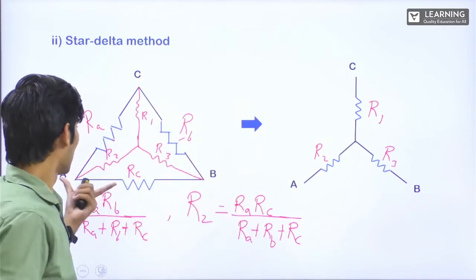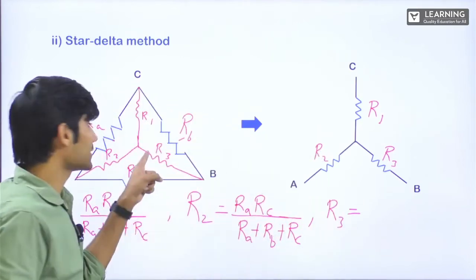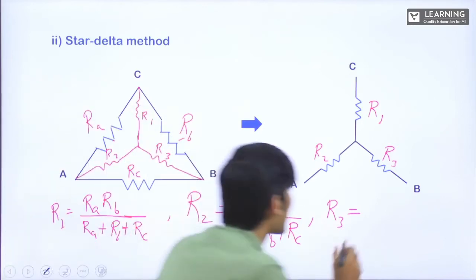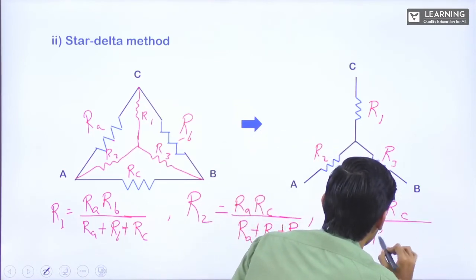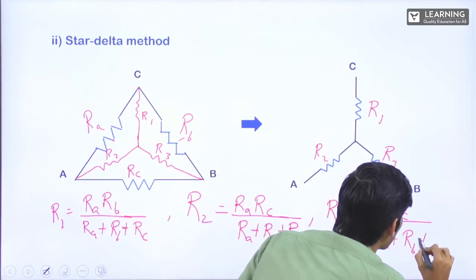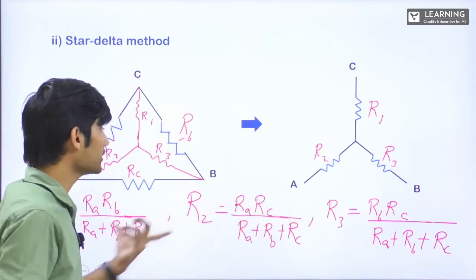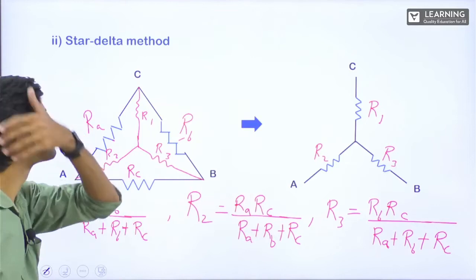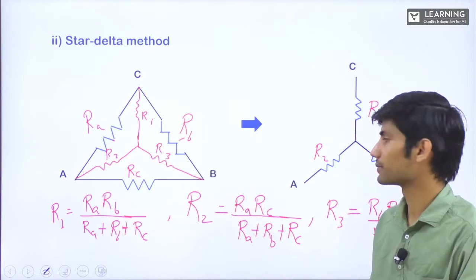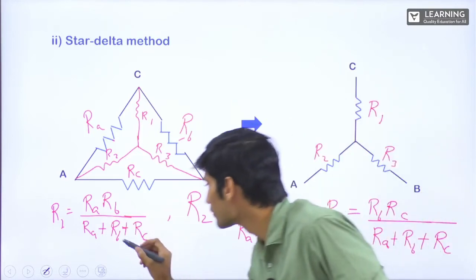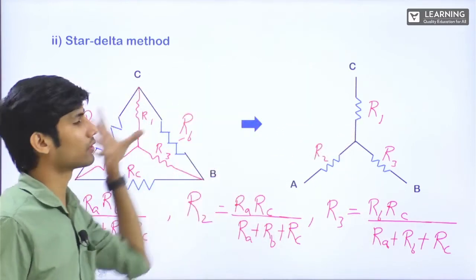All right. Now, R3, this is R3. Product of the neighboring, that is RB into RC divided by RA plus RB plus RC. So if delta is given, then we can convert it into star and these will be the resistances. Fine. Just see. Product of the neighboring resistances divided by the sum of all the three resistances. Note it down. Now let us see if this star is given, how to convert it into delta.